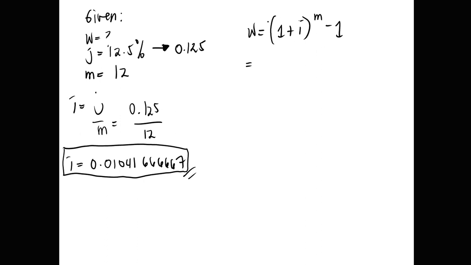So, copy the formula, and then after that, substitute. We have 1 plus our I, which is 0.01041666667. Raised to our M, which is 12, minus 1. Okay po. Ayan. And then, next, solve natin siya after natin mag-substitute by following the PEMDAS rule. So, syempre, uunahin mo muna yung nasa loob ng parenthesis. Ayan. Kaya, magiging, ayan, ipag-add lang yan. Magkakaroon lang ng whole number na 1.